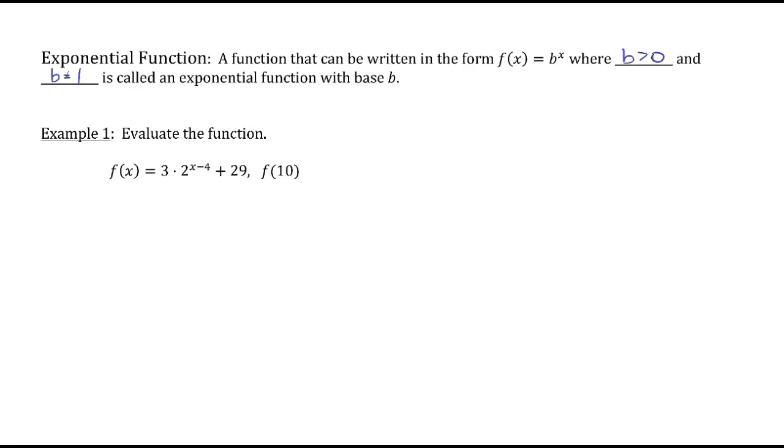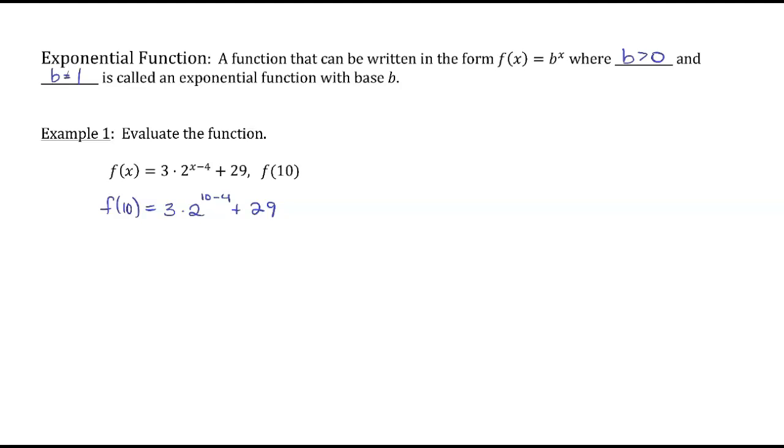Let's practice this new idea by first evaluating an exponential function. In example 1, we have f of x equals 3 times 2 to the x minus 4 plus 29. We're going to find f of 10. F of 10 is the value we get when we substitute 10 for x in this function. So we have 3 times 2 to the 10 minus 4 plus 29.